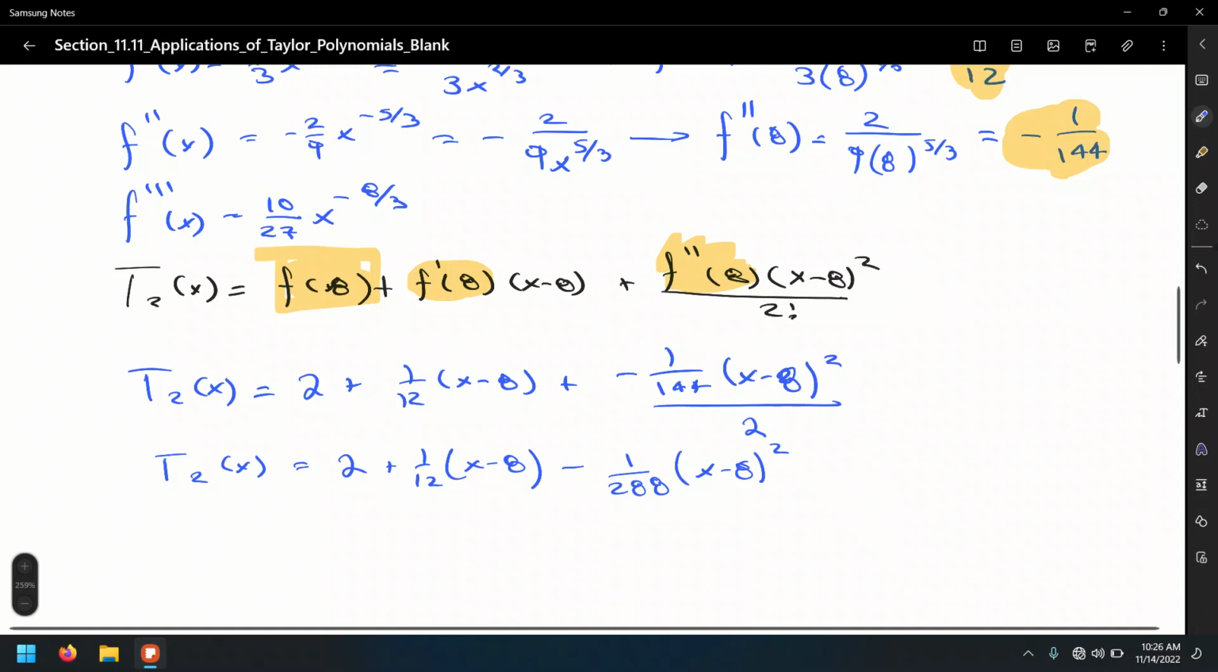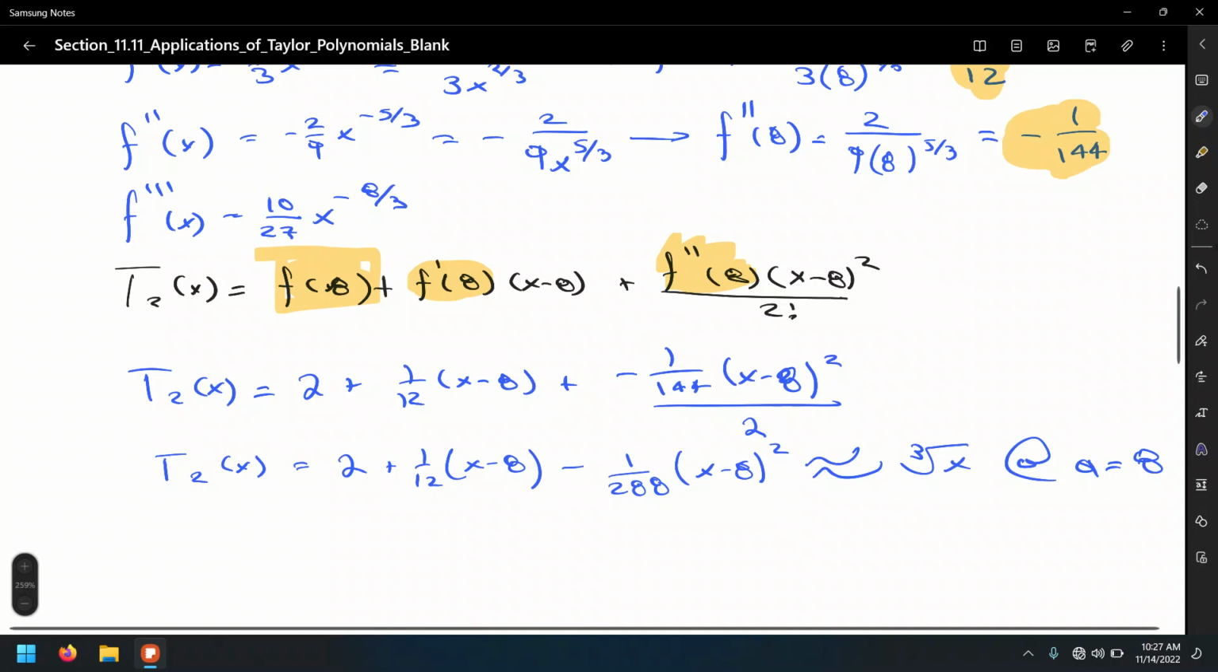So that's our second degree polynomial, and we use it to approximate the cube root of x around a equals 8. So that's what we're doing. All right. Oh, 2 factorial is 2, and 2 times 1, well, we stop at 1, right? And then dividing by 2 is the same as multiplying by a half. 1/2 times 1 over 144 gives us the 1 over 288.